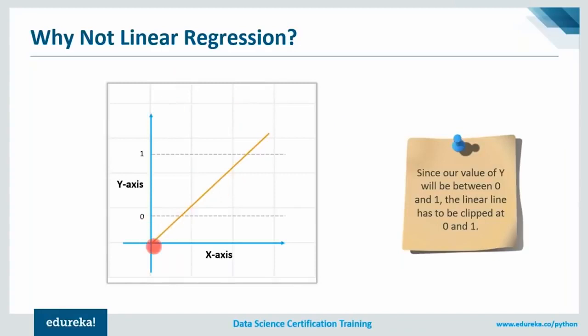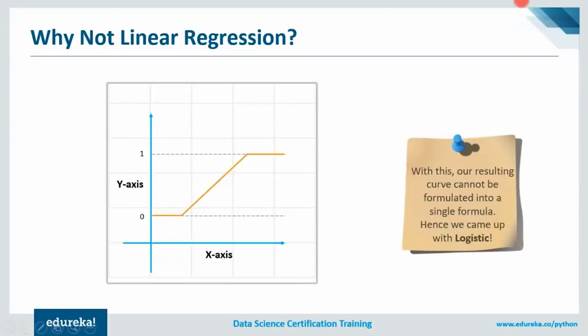So in order to implement logistic regression, we need to clip this part. We don't need the values below 0 or above 1. Since the value of y will be only between 0 and 1, which is the main rule of logistic regression, the linear line has to be clipped at 0 and 1. Once we clip this graph, it looks somewhat like this. Here you get a curve which is nothing but three different straight lines. So we need a new way to solve this problem. This has to be formulated into an equation, and hence we come up with logistic regression.